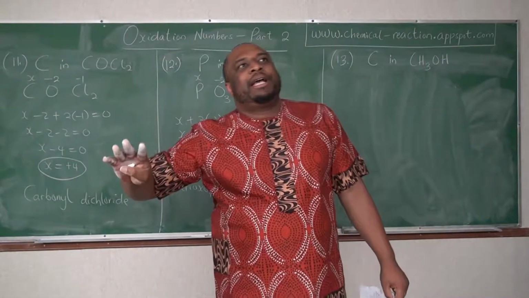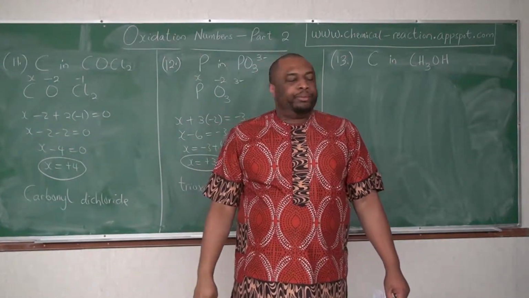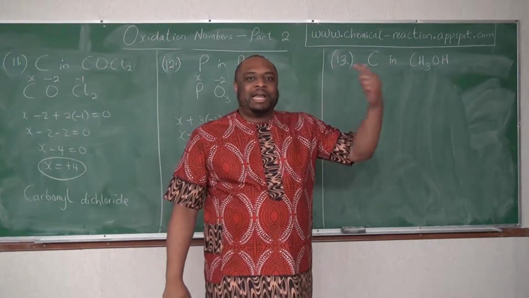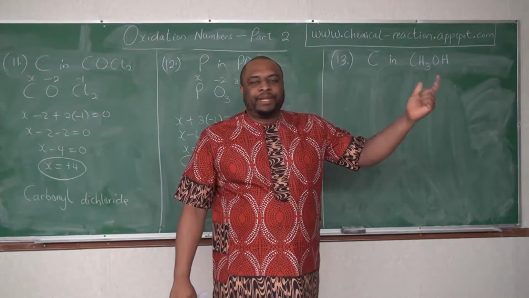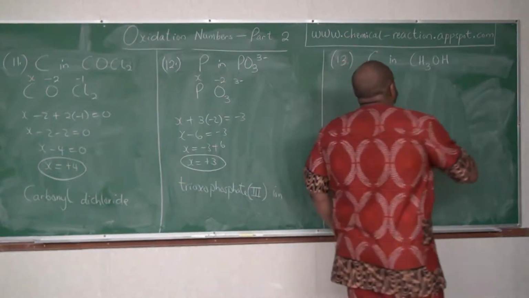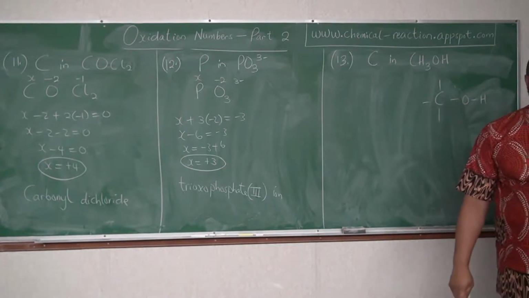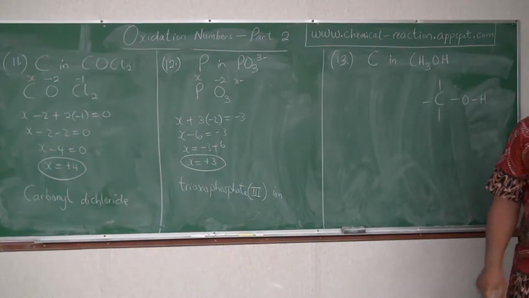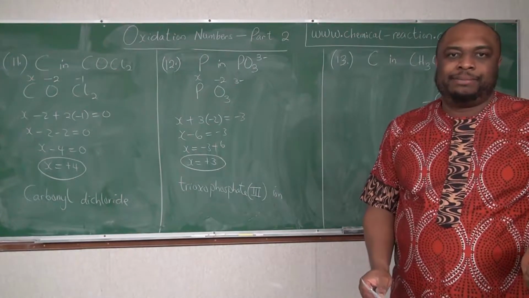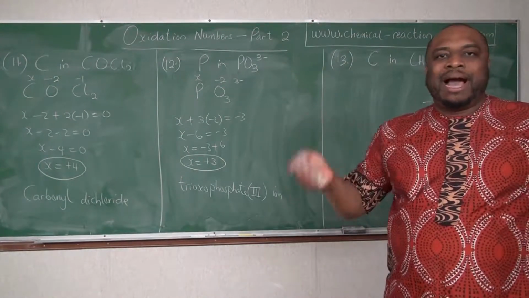Alkanoic acids have the COOH group. But alcohols are actually alkanols, and alkanols have the OH. So this is your methanol, that's your wood spirit. Nigerians will say methylated spirit. This is methanol or methyl alcohol.